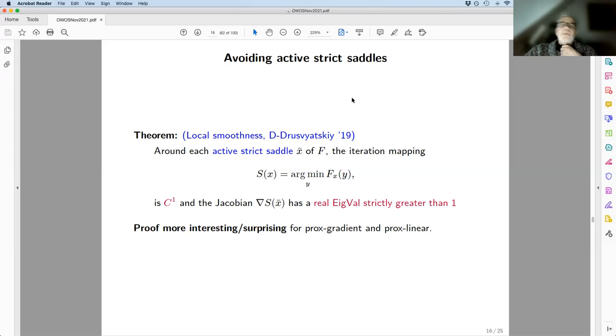By symmetry, I see. Yeah. But it has implications, of course, because it means that if you happen to be close, there is no oscillation possible.